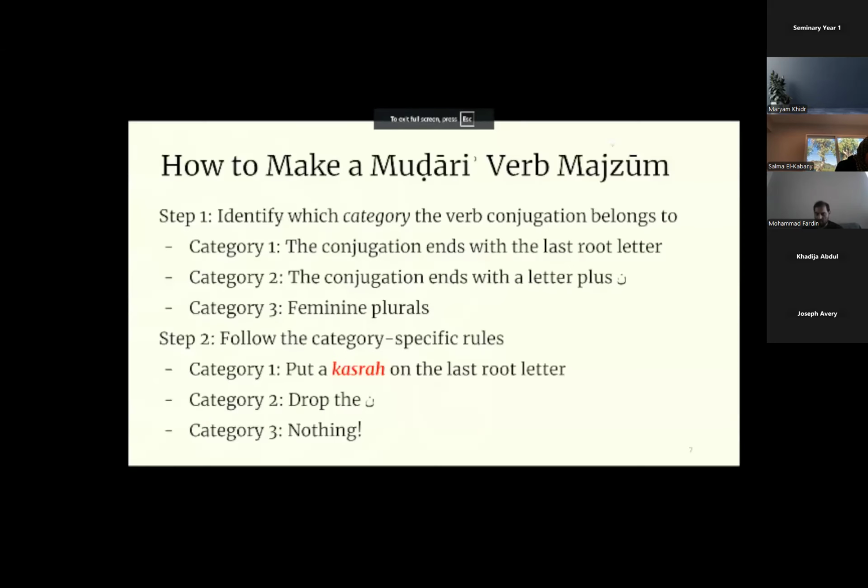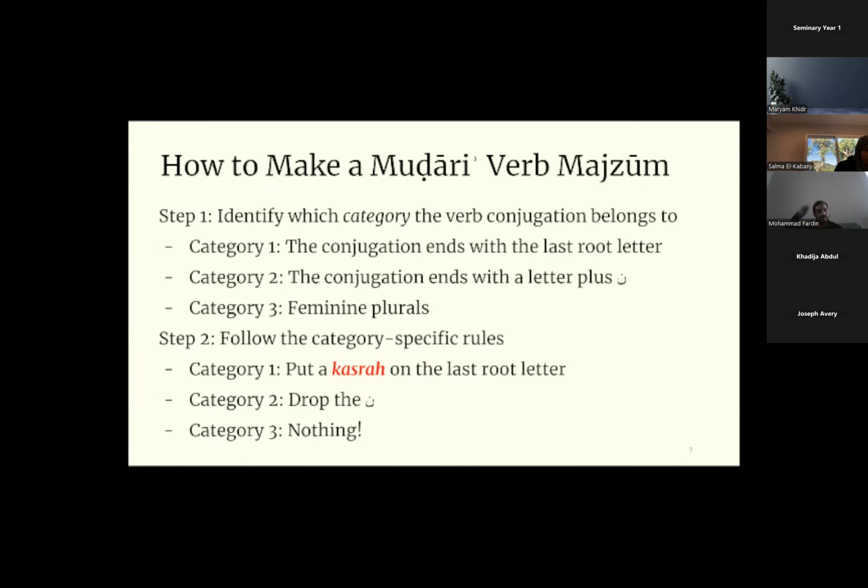All right. Step one, identify which category the verb conjugation belongs to. These are the same categories that we've covered with mansub. Category one, the conjugation ends with the last root letter. Quickly, what are those conjugations? Huwa, hiya, anta, ana, nahnu. Good. Five verbs in category 1. The conjugation ends with the last root letter.